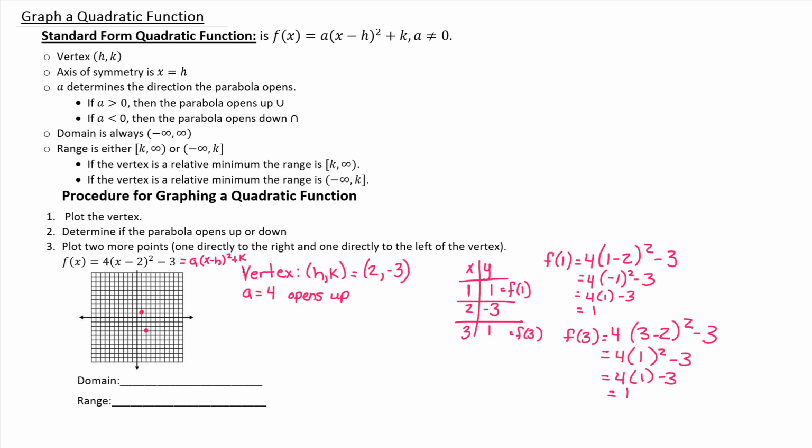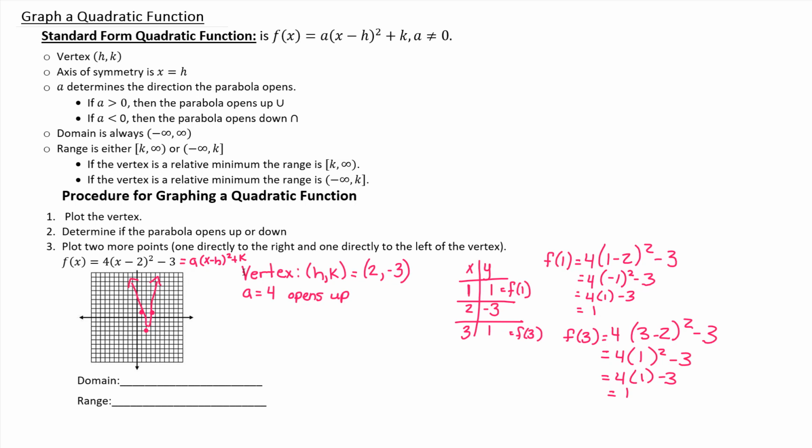We actually would expect to get that, because if we move 1 whole unit away to the left, and then 1 whole unit away to the right, there's symmetry across the axis of symmetry that goes through the vertex, so we would expect to get the same y value back, and we do. So when x is 3, y is 1. And this does open up like we expected. Notice it's kind of U-shaped, and that should go all the way down, so I don't have a perfect drawing here, but you get the idea. So that is our graph of our quadratic function.